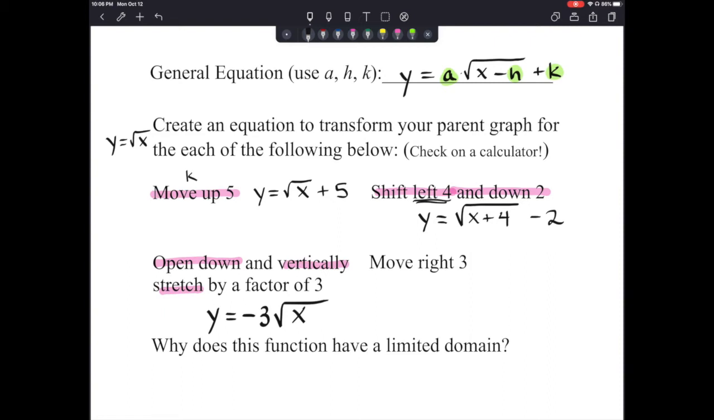The last one, if we're going to move it to the right 3, just remember we've got y is equal to the square root of x. And if I want to go to the right 3, I'm going to subtract 3. And then we can't shift it up or down, so that would be our answer for that one. Y equals the square root of the quantity x minus 3. And then at the bottom it asks, why does this function have a limited domain? We'll just say we can't take the square root of a negative number.